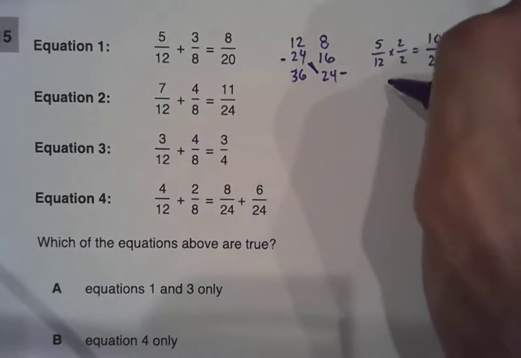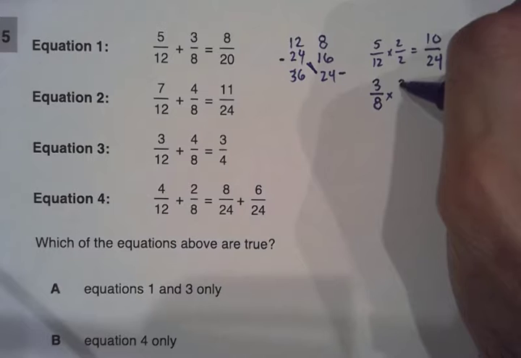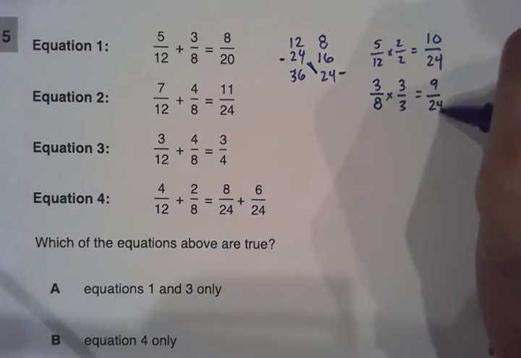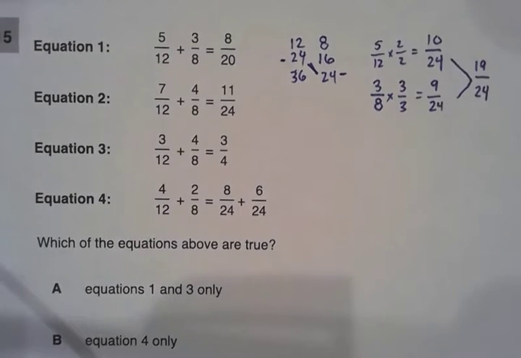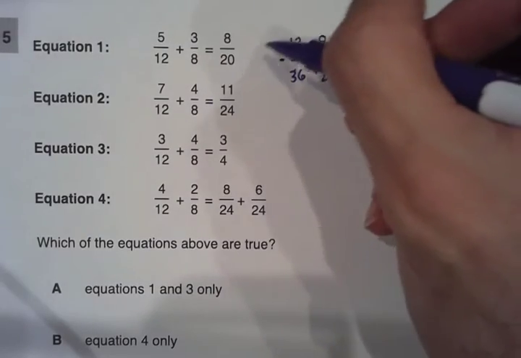And then 3/8 times 3/3, that's going to get us 9/24. And now if we add these, that's going to give us a grand total of 19/24. Now is 19/24 equivalent to 8/20?